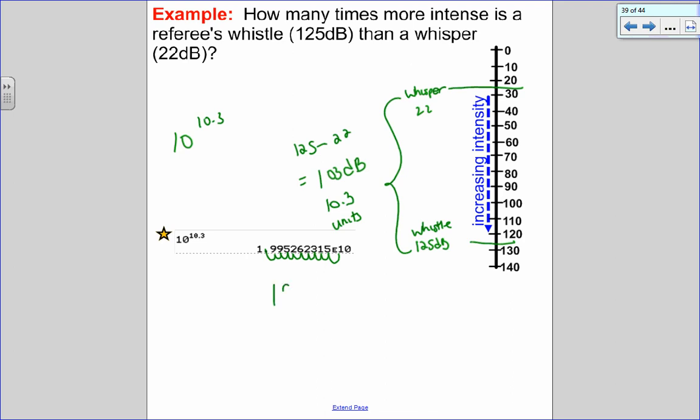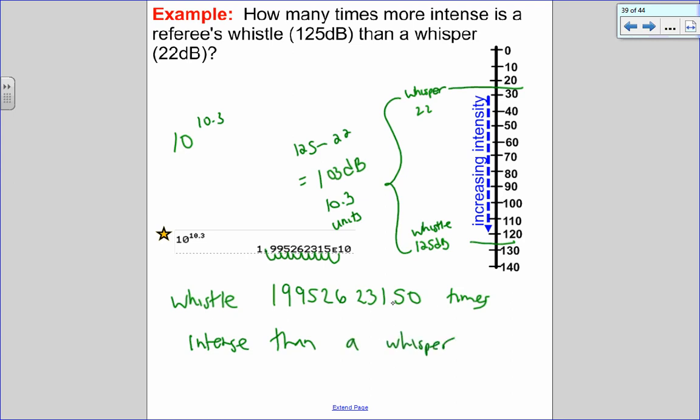Okay, so this is going to be 19952623150 times more intense. So the whistle is this many times more intense than a whisper.